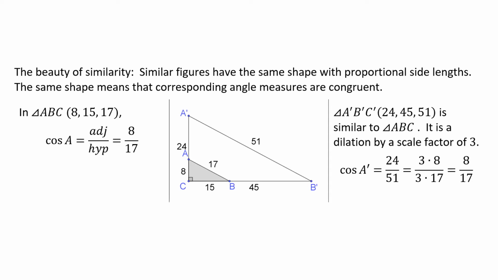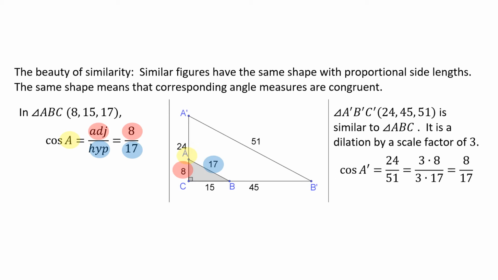So relatively small on your screen now is an 8, 15, 17 triangle ABC. If we wanted to know what's the cosine of angle A, the adjacent over the hypotenuse would be 8 over 17. Right? So we would take a look at angle A, and from angle A, the adjacent side is the 8, and the hypotenuse is the 17.